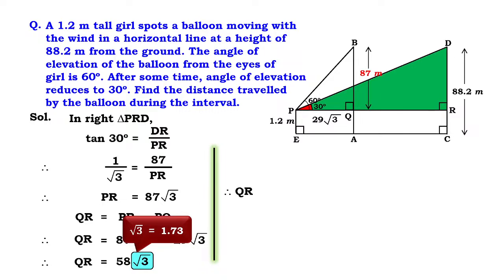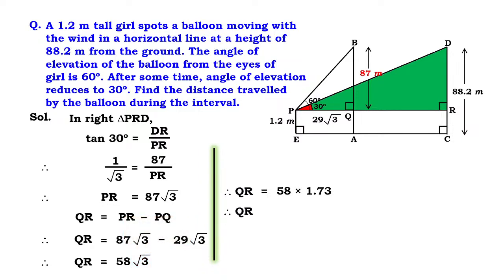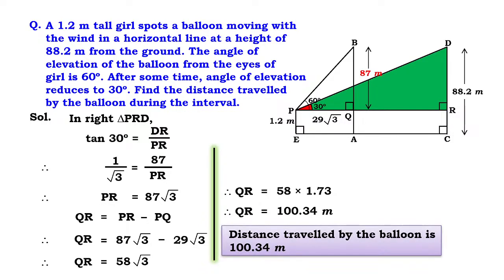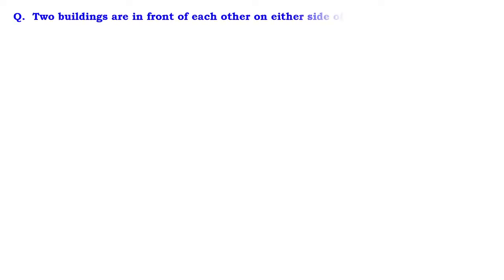So you got the PR value 58 root 3, and for QR what are you going to do? Just subtract 58 root 3 minus 29 root 3. Finally the answer you get is how much? 100.34 meters. So what is the distance the balloon traveled? 100.34 meters. Did you understand? So this is the answer. You got the point here? Let's go to the next question.